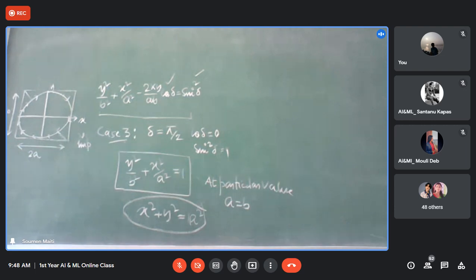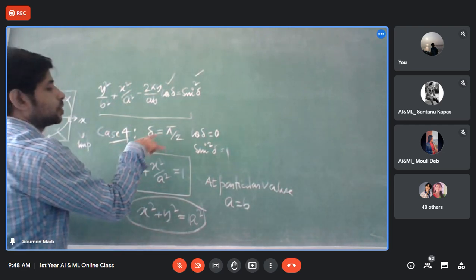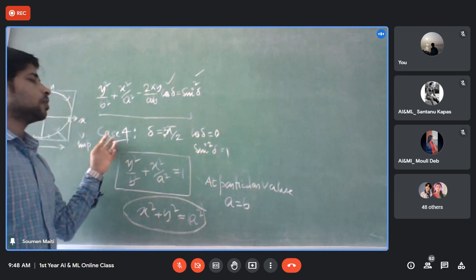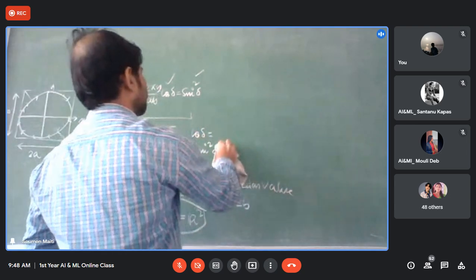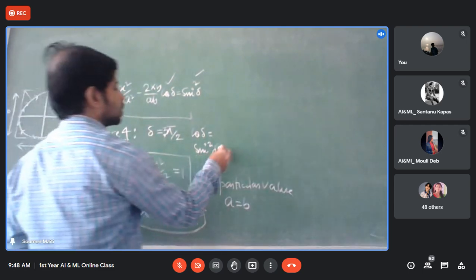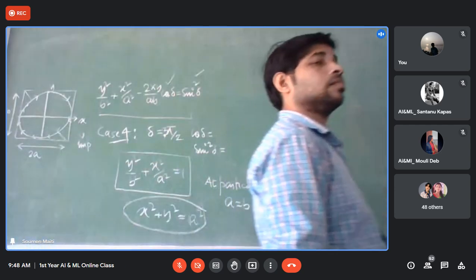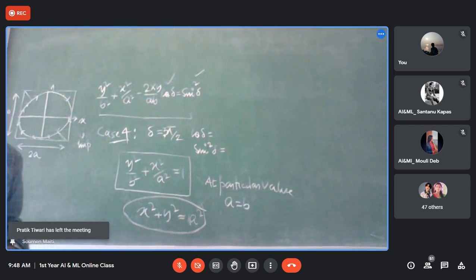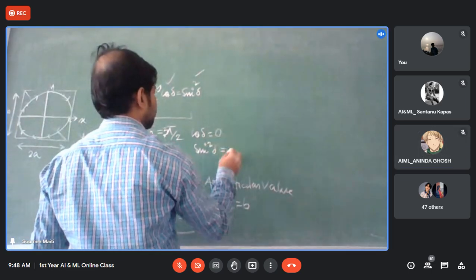Write it down. What will happen if we go for case number 4? Instead of pi by 2, if I go for 3 pi by 2, write it down here on your copy and tell me: what will be the value of cos theta and what will be the value of sin theta? What will be cos 3 pi by 2 and sin 3 pi by 2, and sin square 3 pi by 2? Sir, cos is 0, sin is 1. Obviously, cos will be 0 and sin will be 1.